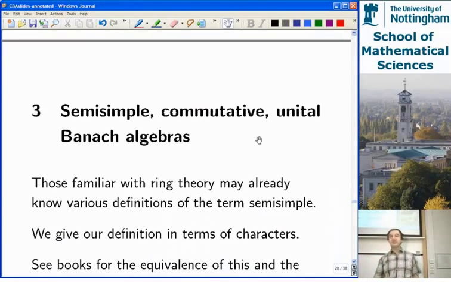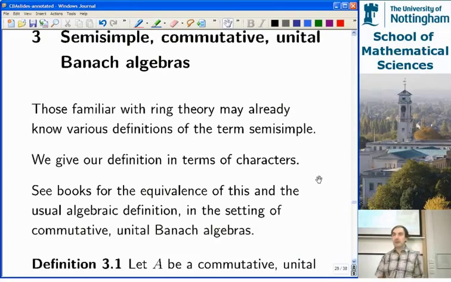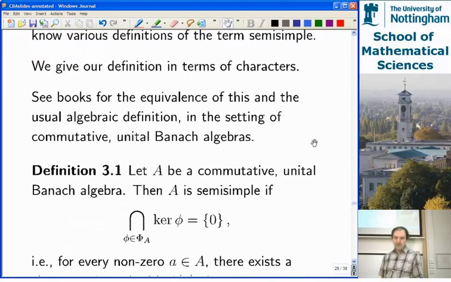So we'll finish with a brief discussion of semi-simple algebras. Now there's lots of different definitions of semi-simple around, and ring theory has its own definition, and you can define it in terms of maximal ideals or maximal one-sided ideals and so on. We'll give a definition in terms of characters, which turns out to be equivalent to the usual one once you know a bit of theory. But I just wanted to give you the one that's easiest for you to work with. So there is an algebraic definition, and you can look in the books if you want to see why this is equivalent to the usual definition.